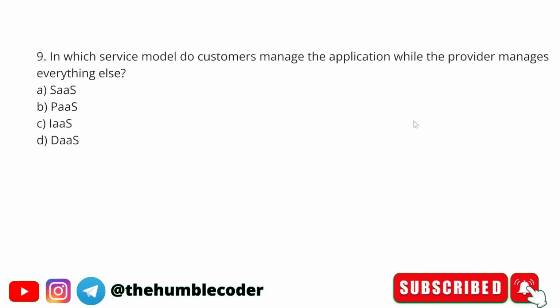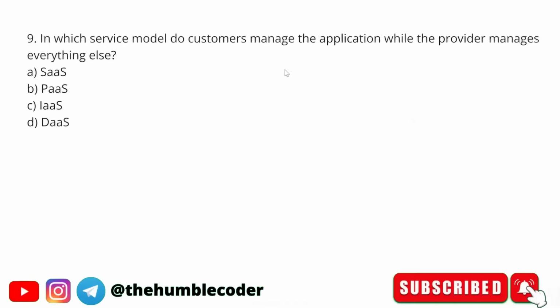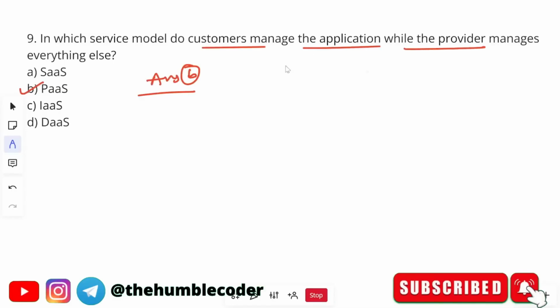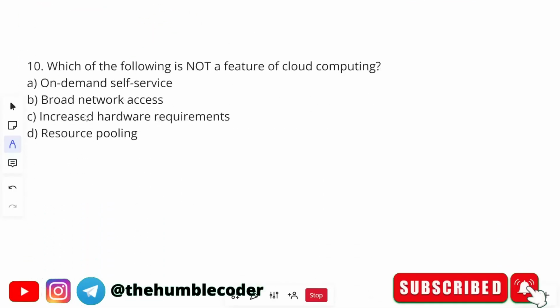So in this question, what we are asked is, in which service model do customers manage the applications while the provider manages everything else? Okay, and we have the options SaaS, PaaS, IaaS, DaaS. Okay, so the correct answer in this case is going to be PaaS, that is platform as a service. What was the question that was asked? Customers manage the applications while the provider manages everything else. So application is managed by whom? It is managed by the customer in case of PaaS. Okay, let's now move on to the next question that we have.